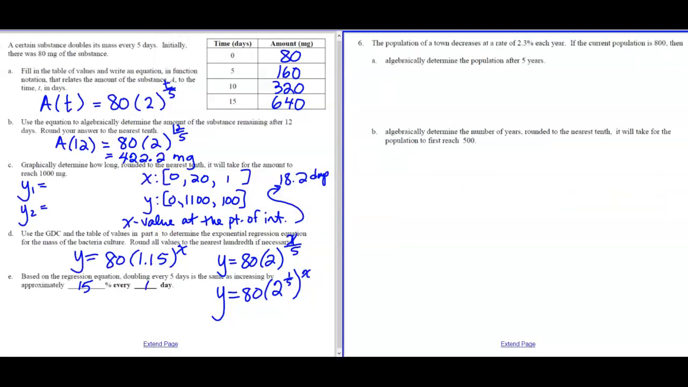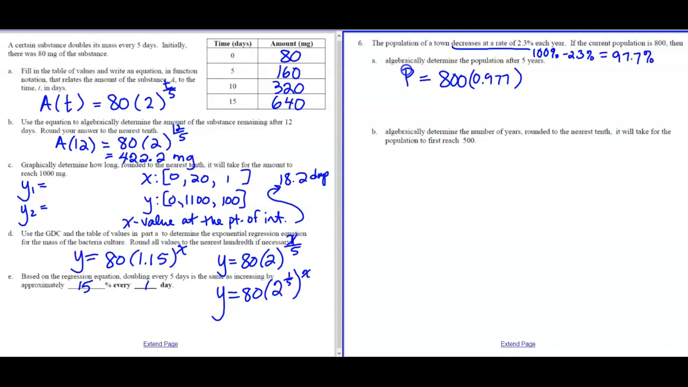Okay. Next question. The population of a town decreases at a rate of 2.3% each year. Current population is 800. Algebraically determine the population after 5 years. So again, come up with the equation. So I'm going to use P. It doesn't say you have to use function notation, so I'm just going to use P for population. Start with 800. Decreases. So I'm going to take 100% and subtract 2.3%, and then show it as a decimal. So that's going to be what, 97.7%, which is 0.977.